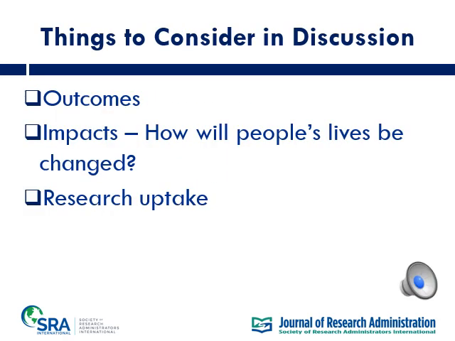Some more things. You could suggest probable outcomes. As a result of the research, what changes could be made to government policy, business priorities, etc. Then there are impacts. How will people's lives be changed? Research administrators, researchers, society at large, and so on. I think it is also a good idea to propose ways in which the research findings could be used. This is research uptake. How could people use the results?